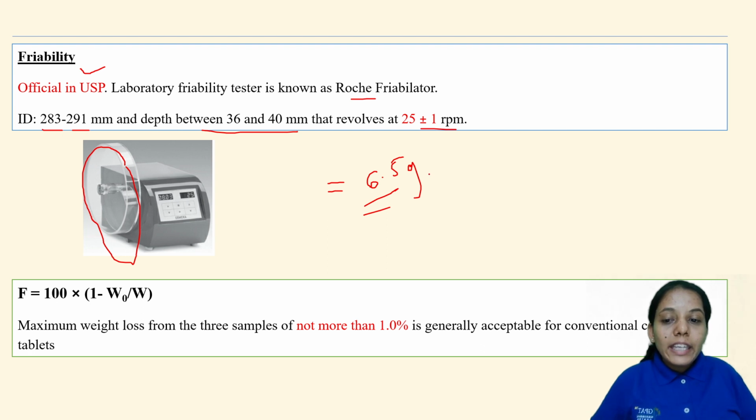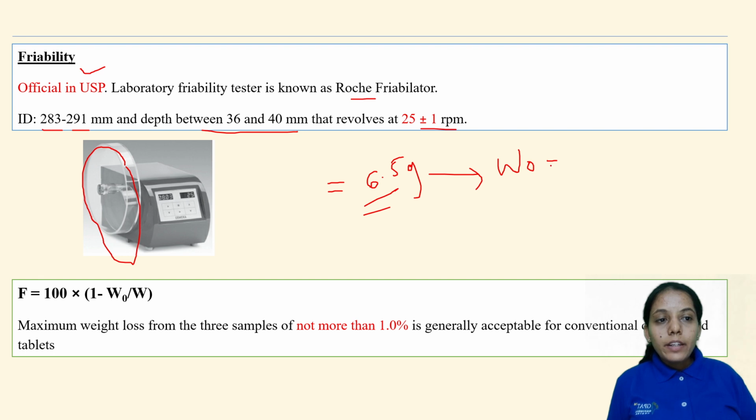Then we have to take the initial weight of the tablets. W0 will be the initial weight of the tablets. For example, it is 100. 100 is the initial weight. If we are taking 6.5 gram, it will be exactly 6.5 gram. That is the initial weight of those tablets.